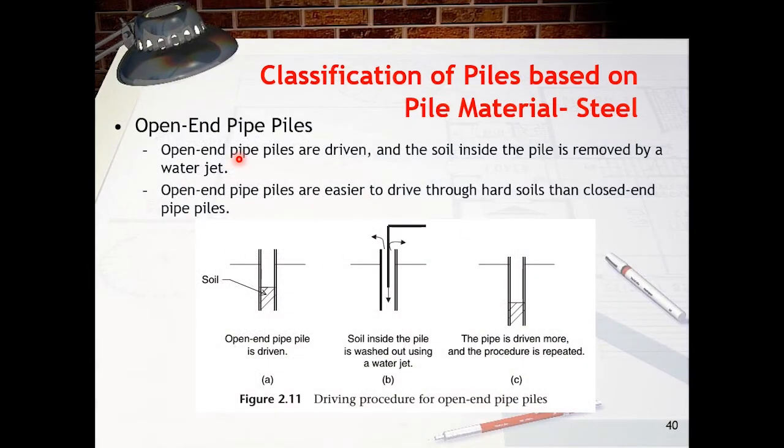This is the procedure for installation untuk open end tube piles. When it is driven, the soil inside the pile is removed by water jet. Kita boleh buang tanah dalam ni dengan menggunakan water jet lah. Open end pipe piles are easier to drive through hard soils than closed end pipe piles. Sebab ada juga jenis kita boleh tutup bawah pipe pile ni ataupun tube pile ni.